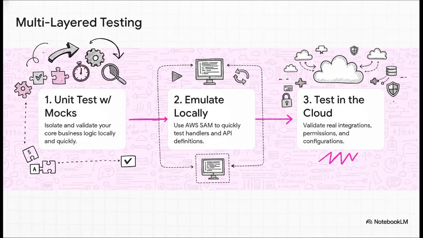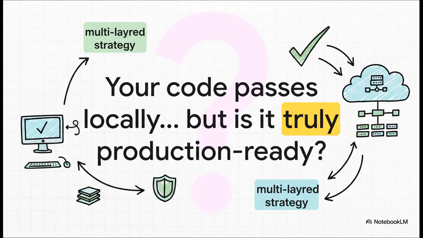And hey, once it's up there, you can use a command like sam logs to tail the CloudWatch logs for your specific function right from your terminal. See, each layer is designed to catch a different kind of bug. So, I'll just leave you with this one question. The next time all of your local tests are passing and everything looks green, ask yourself, is this code just working on my machine, or is it actually truly production ready? Because adopting this multi-layered strategy is really the only way you can answer that question with confidence.